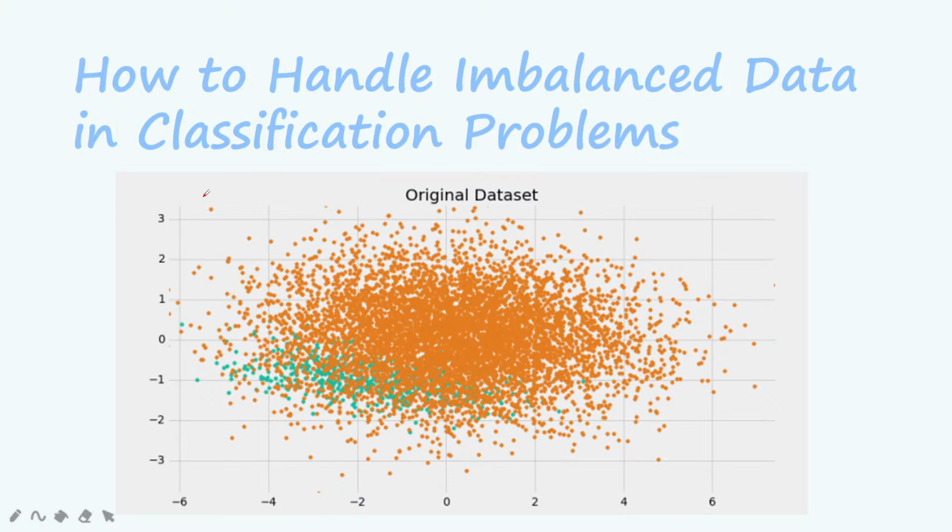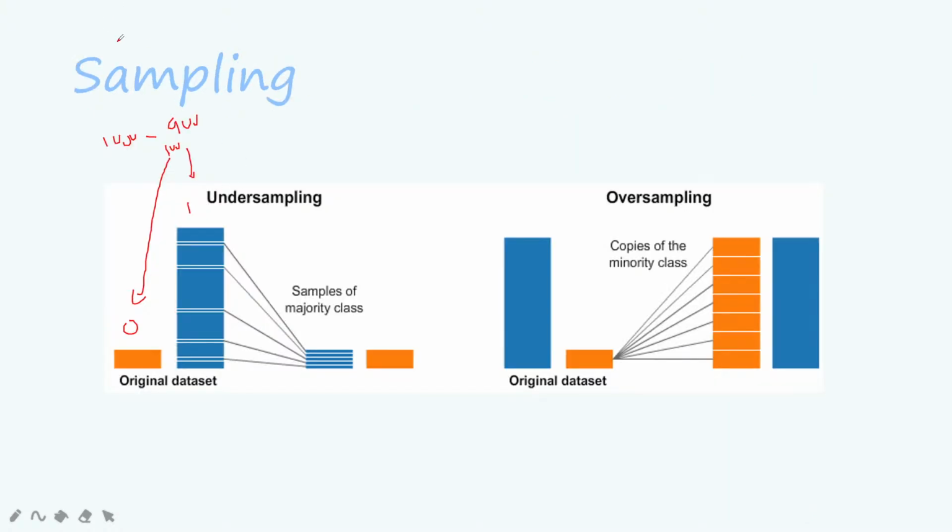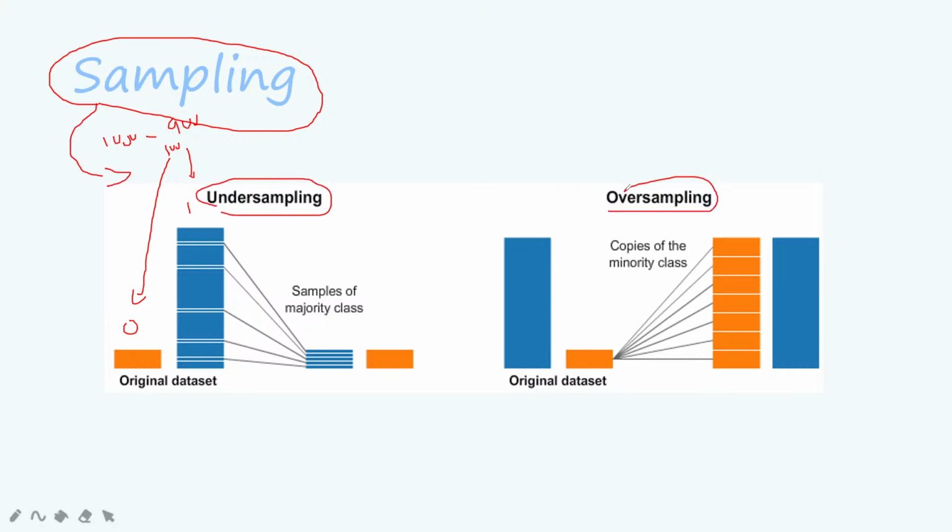So you need to convert those imbalanced data sets into a balanced data set, which means you have to move to the next step. The next step is called sampling. Sampling is one of the techniques. You can convert your imbalanced data set into a balanced data set by using these two types of technique. The techniques are called undersampling and oversampling.